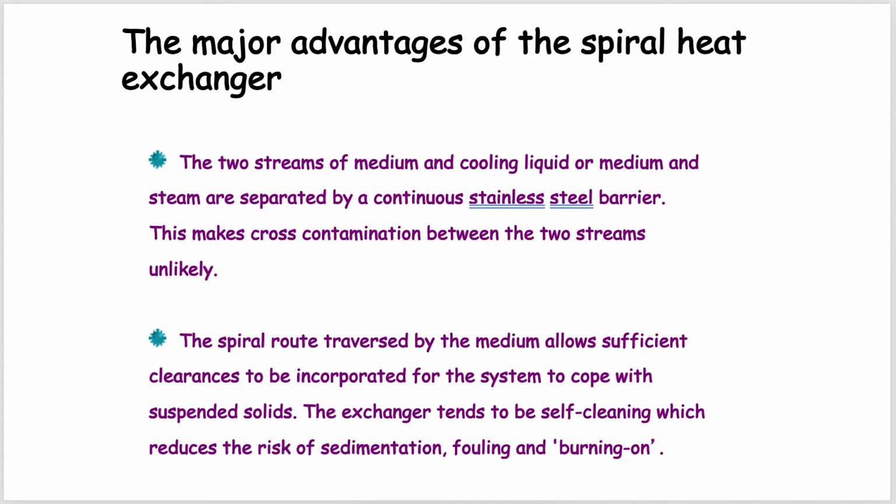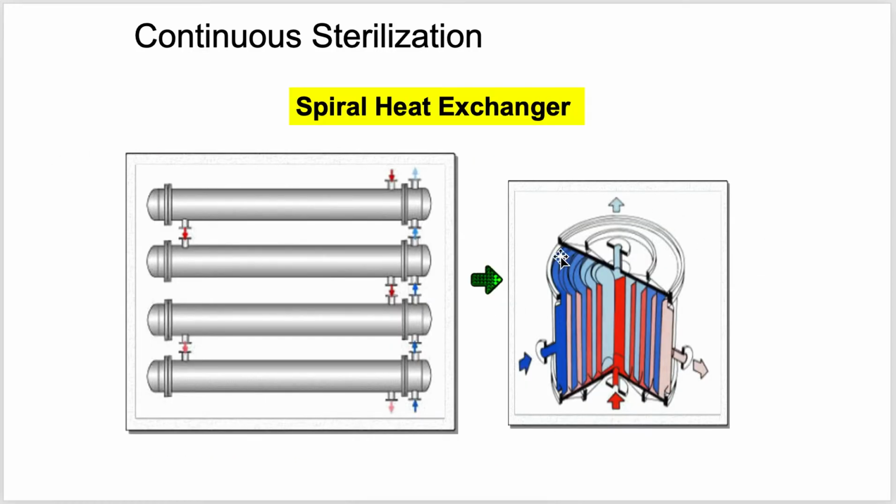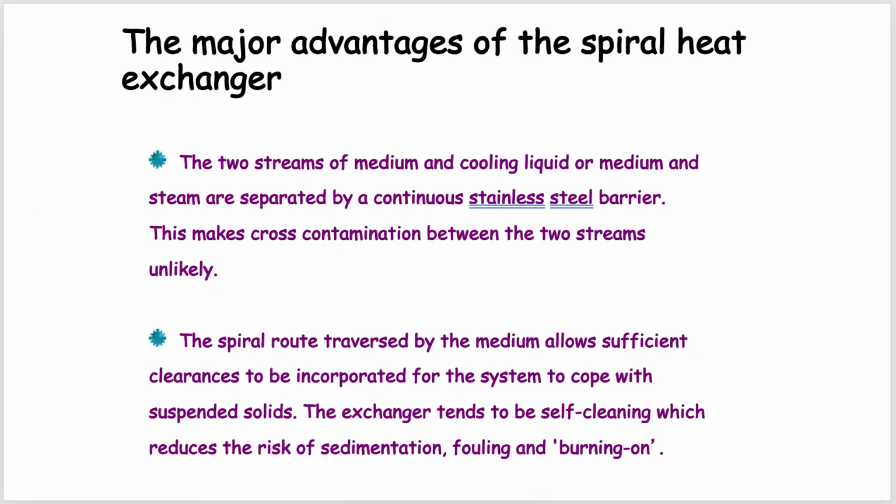Anyway, the spiral heat exchanger has some advantages. So what are the advantages? The two streams, medium and cooling liquid or medium and steam, are separated by a continuous stainless steel barrier. That means in this kind of spiral heat exchanger, the stream of steam and the stream of media are separated by stainless steel. So that's why cross contamination is highly unlikely. There is very little chance of cross contamination.